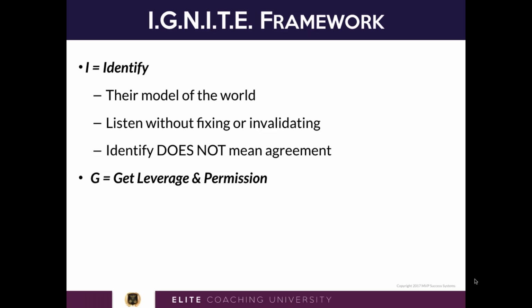The G is get leverage and permission. This is probably the easiest step. It's at least the quickest step. And very rarely does anybody implement this unless they're a trained coach and they've learned this piece. The bottom line is people need to have a reason to change now. And so you can just ask them, why do you want to change now? That's what leverage is. People need to say, I want to change my life now.